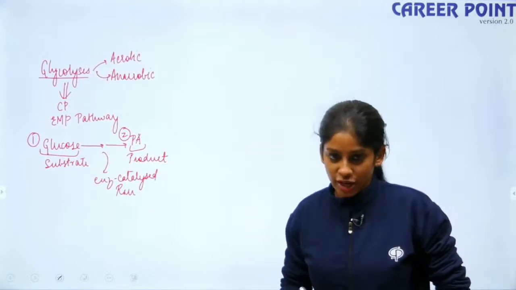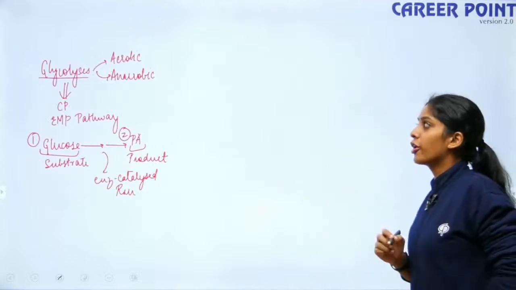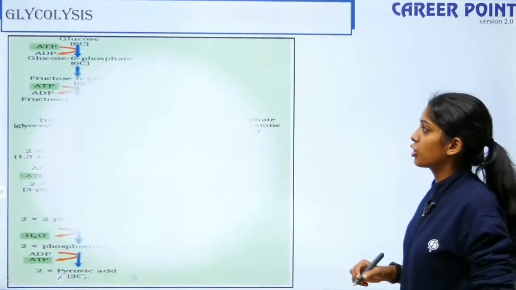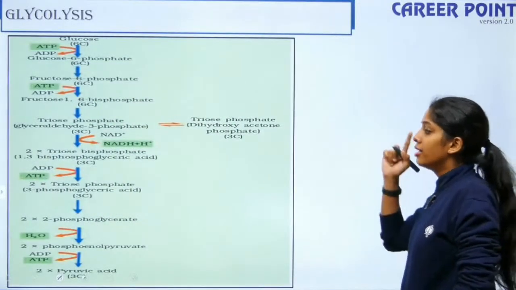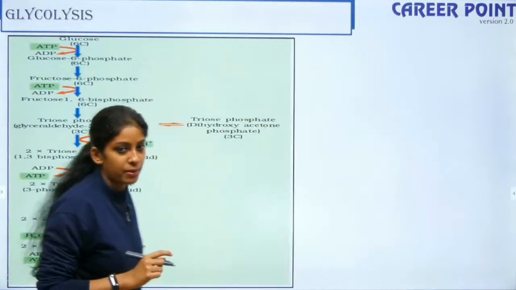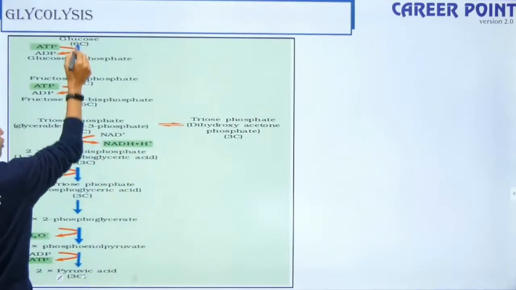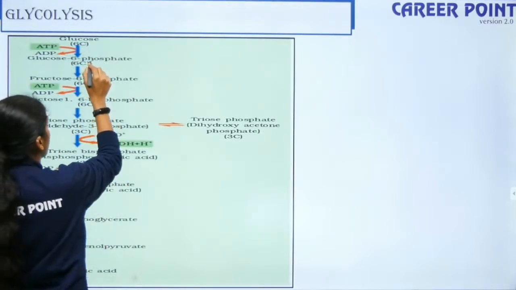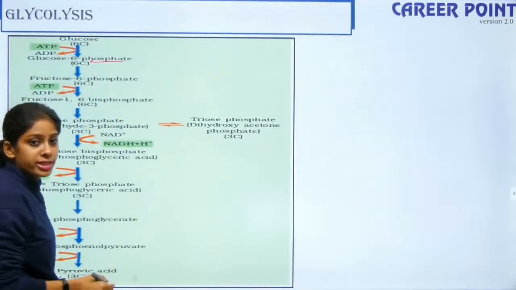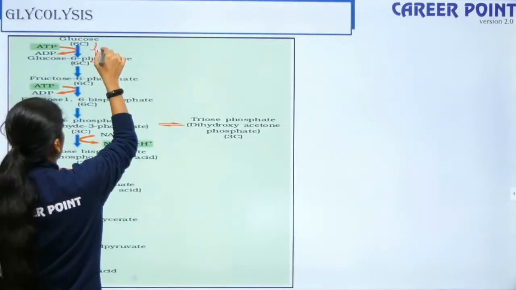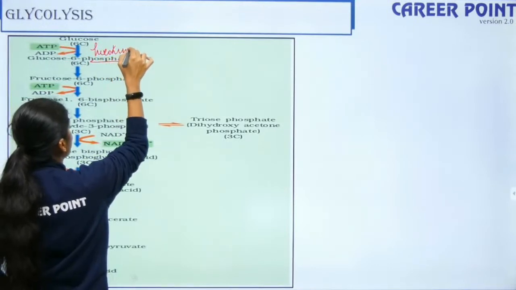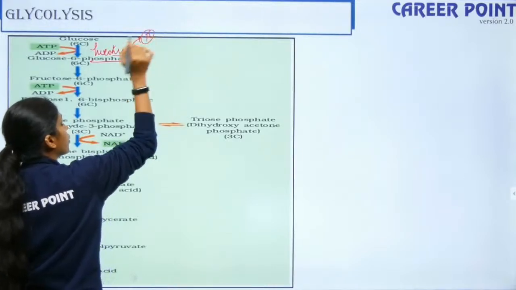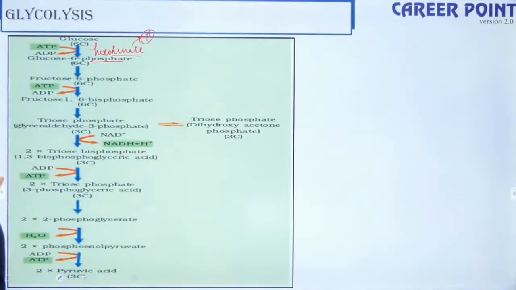So this is one part of glycolysis. It happens in both anaerobic as well as aerobic organisms. Here is the structure of glycolysis. If you see, it is a 10-step reaction. First, glucose is converted into glucose 6-phosphate by an enzyme known as hexokinase. You have to remember at least the first enzyme. Wherever you have kinase, the function of kinase is to add a phosphate group.